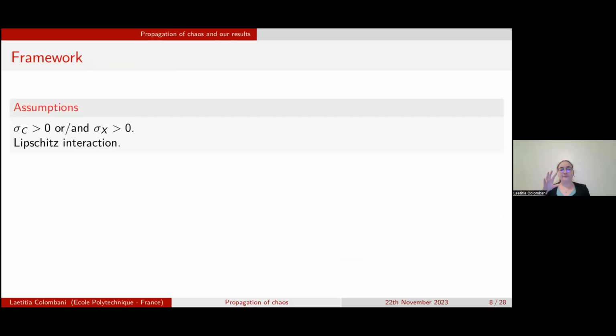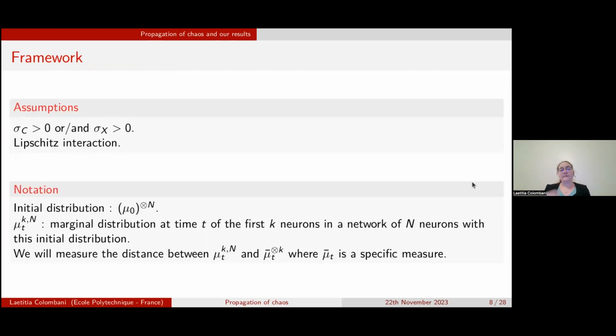In our framework, as I said, we can have noise only on C or only on X or on both of them. And we will focus on Lipschitz interaction. We will consider an initial distribution of the particles following mu0 independently. And what interests us is the law of the k first particles, or k first neurons, in the network of n neurons. So we are interested in mu t k n. It will be the notation.